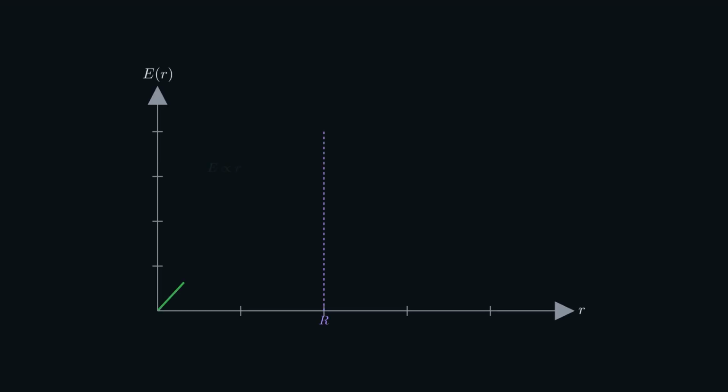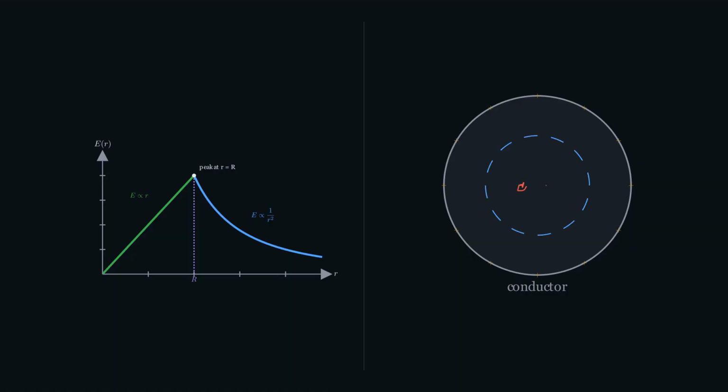Let's see the complete picture. Inside the sphere, E increases linearly from 0 at the center to a maximum at the surface, where little r equals capital R. Outside the sphere, it behaves exactly like a point charge, falling off as 1 over r squared. At the surface, both expressions give the same value, so the graph is continuous. No jumps, no breaks. One more connection to tie it all together.